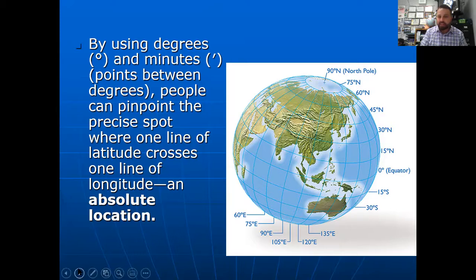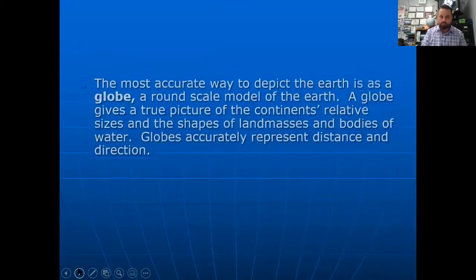So again, exact positions. If you go 30 degrees north by 105 degrees east, you match it up, and now we're somewhere in China. If I go 135 degrees east by 30 degrees south, now I know I'm over here in Australia. That's how the grid system works.